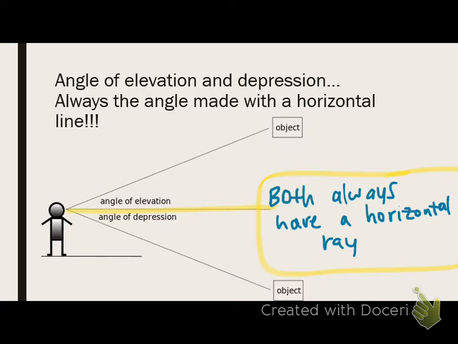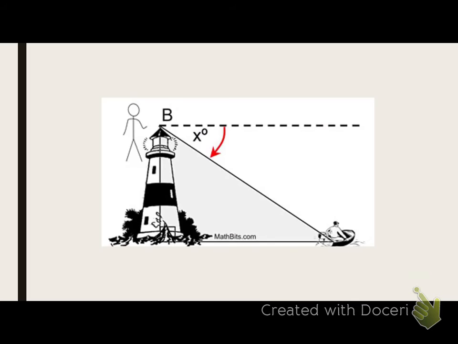But the angle of elevation starts at a horizontal line and then opens upward. You're looking up at an object. The angle of depression starts from a horizontal line and opens downward. Okay, depression, we get that. But what I want you more so to know, I want you to draw this. You don't have to draw a lighthouse if you just want to draw like the triangle here.